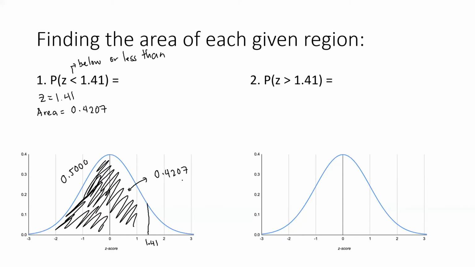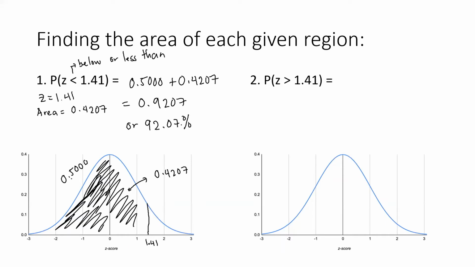0.4207. Okay, so what are we going to do since we consider z values that are negative? We are finding the region between a negative z value and 1.41, which is a positive value. We can say that 0.5000 plus 0.4207. So adding, we can tell that the sum is 0.9207, or we can tell that the percentage is 92.07%.